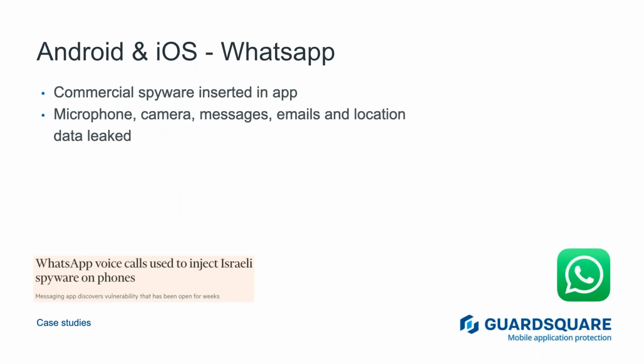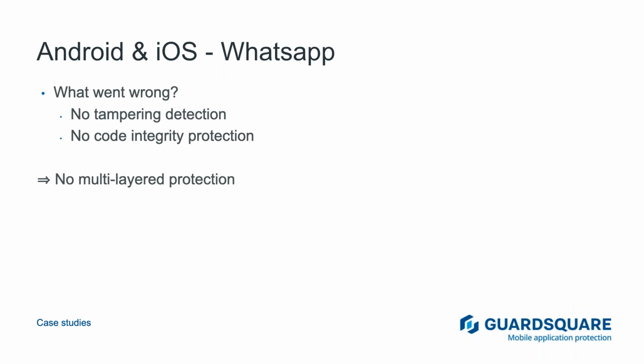A last example, also a well-known application, WhatsApp. On both Android and iOS, commercial spyware was inserted in this application. That granted these malicious users access to the microphone, camera, messages, email, location, and other data of the users of WhatsApp. Of course, this is reputational damage for WhatsApp, and this might even lead to people abandoning your application.